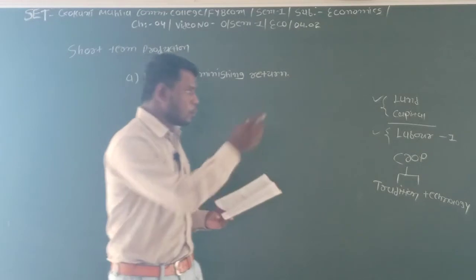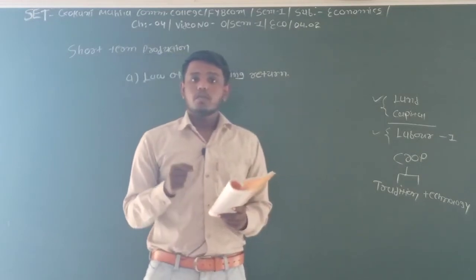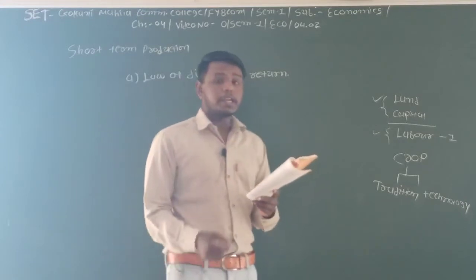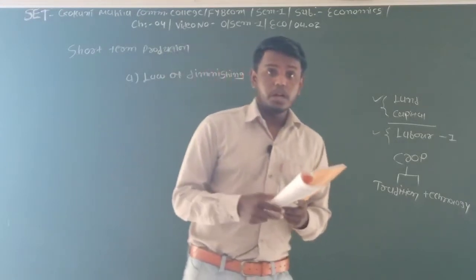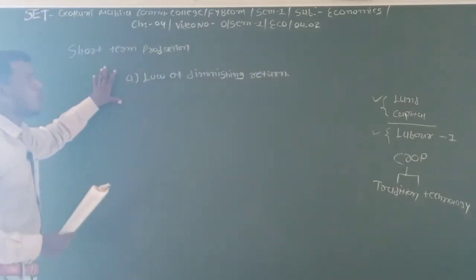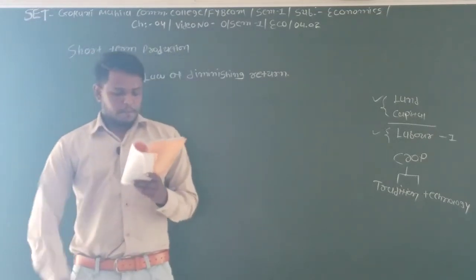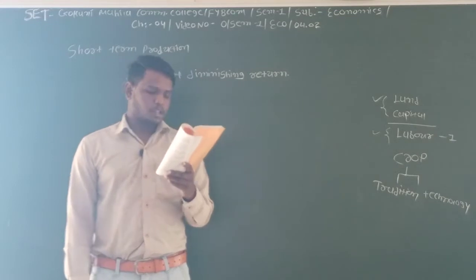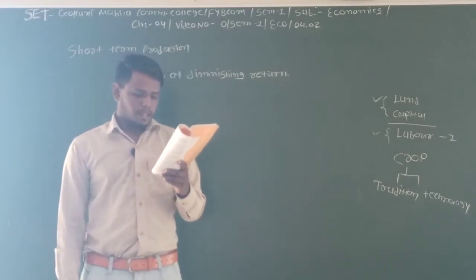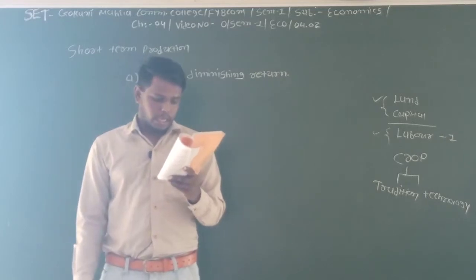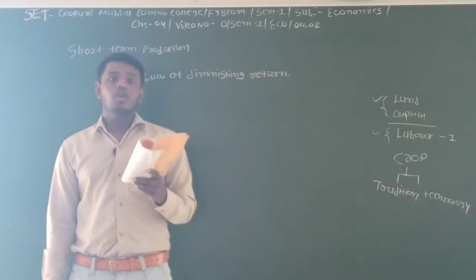So how will that production method affect any particular thing? Now let's start to understand this concept, the law of diminishing returns. In this process, production increases in the beginning, then there is no change in production, it remains constant, and then it begins to diminish or decrease.